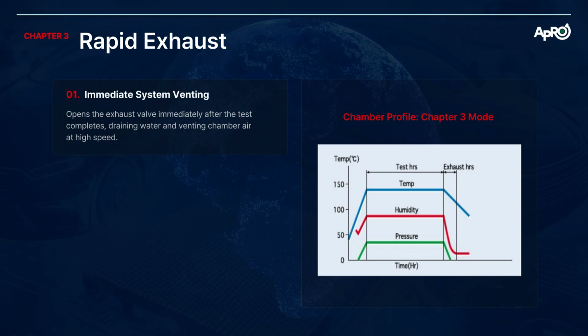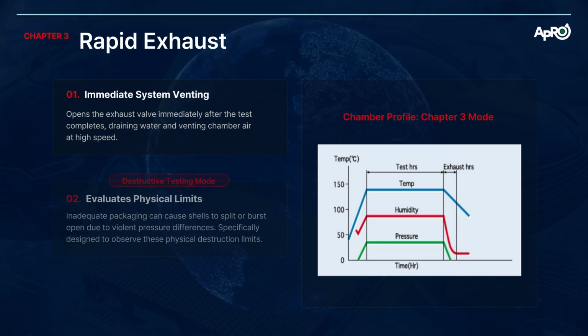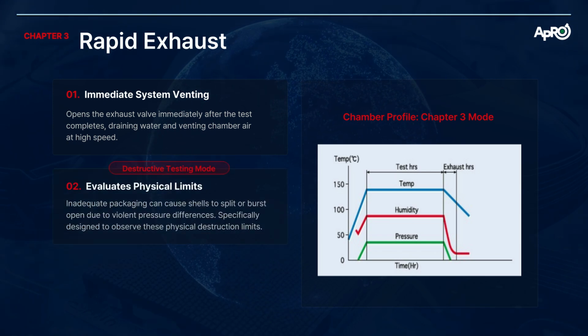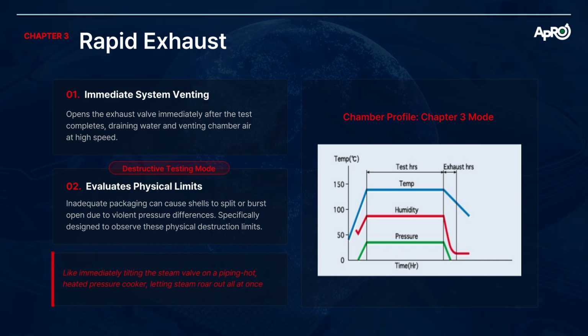In this mode, the exhaust valve opens immediately after the test is completed, allowing air and moisture to be released rapidly from the chamber. As a result, chamber pressure drops very quickly. Unlike the previous methods, this mode is not primarily intended to protect the sample. Instead, it is used to evaluate how much physical stress the sample and packaging can withstand under extreme conditions.